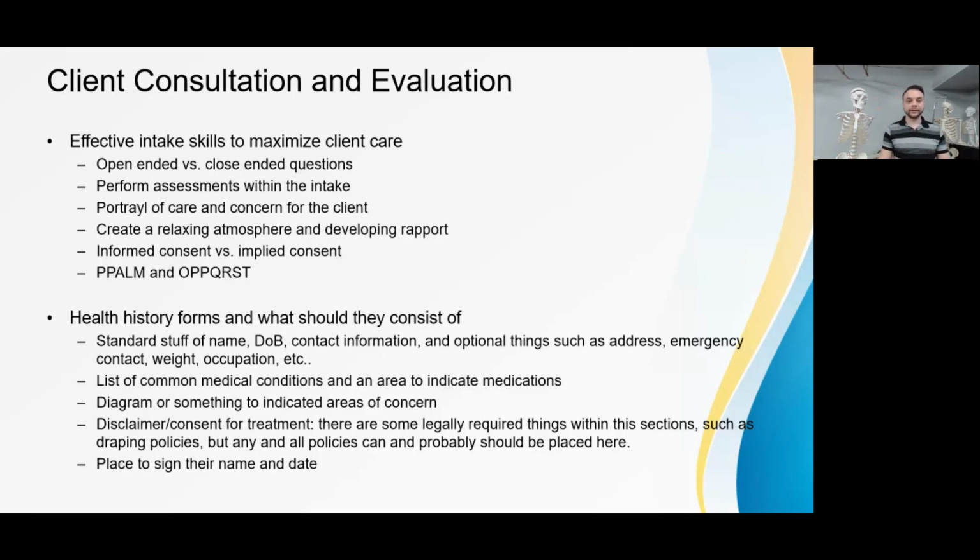Of course, if our clients can't relax in our clinics, if they cannot be comfortable with us, then how are we going to get our point across?